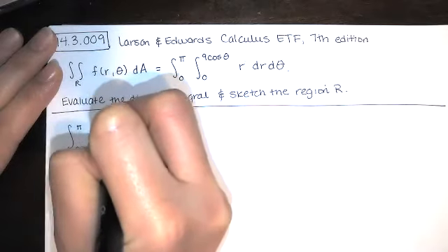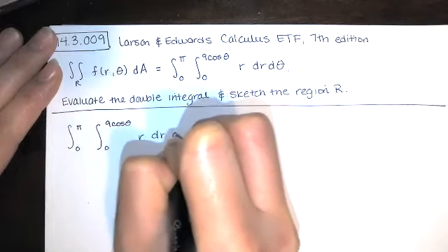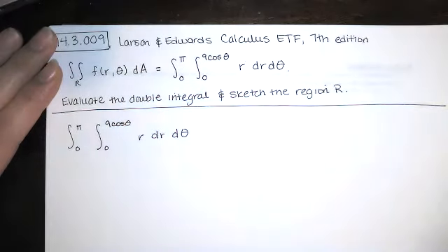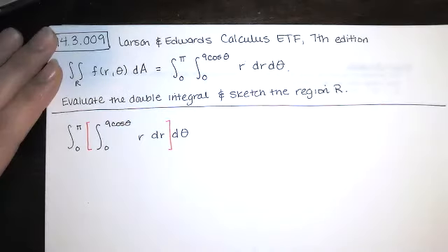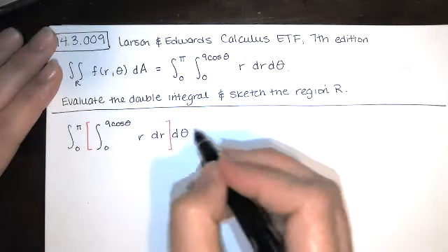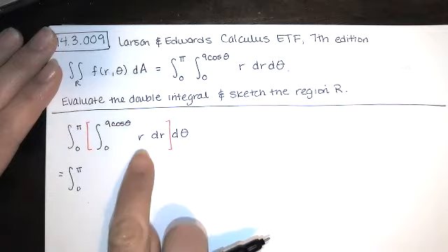Remember, whenever you're evaluating a double integral, you do the inside integral first and you sort of work your way out. So we ignore this 0 to pi, we ignore the d theta for just a little bit, and we look at this integral inside.